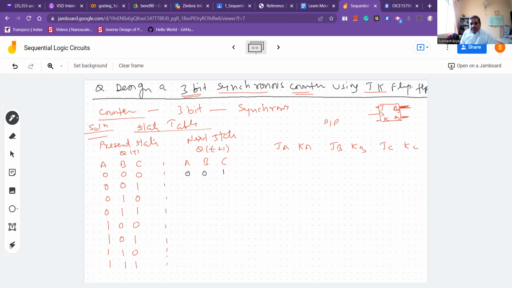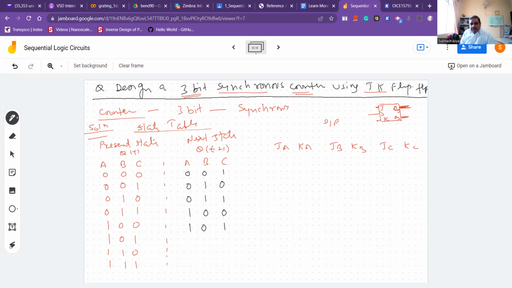If present state is 0, 0, 1, that is 1, next state will be 2, that is 0, 1, 0. If present state is 0, 1, 0, that is 2, next state will be 0, 1, 1. If present state is 0, 1, 1, that is 3, next state will be 4, that is 1, 0, 0. If present state is 1, 0, 0, that is 4, next state will be 5, 1, 0, 1.